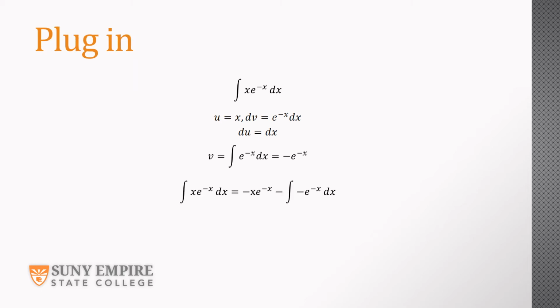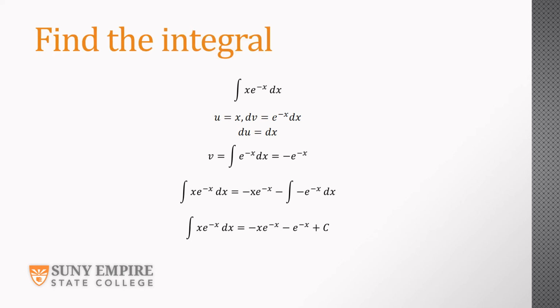Now we can plug into the formula for integration by parts. We have the integral of x e to the negative x dx is equal to x multiplied by negative e to the negative x minus the integral with respect to x of negative e to the negative x. Finding the integral, we have the integral of x e to the negative x dx is negative x multiplied by e to the negative x power minus e to the negative x power plus c.